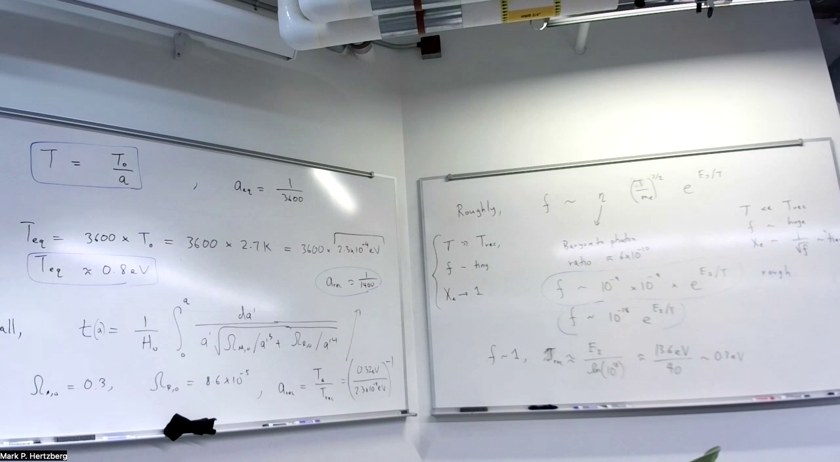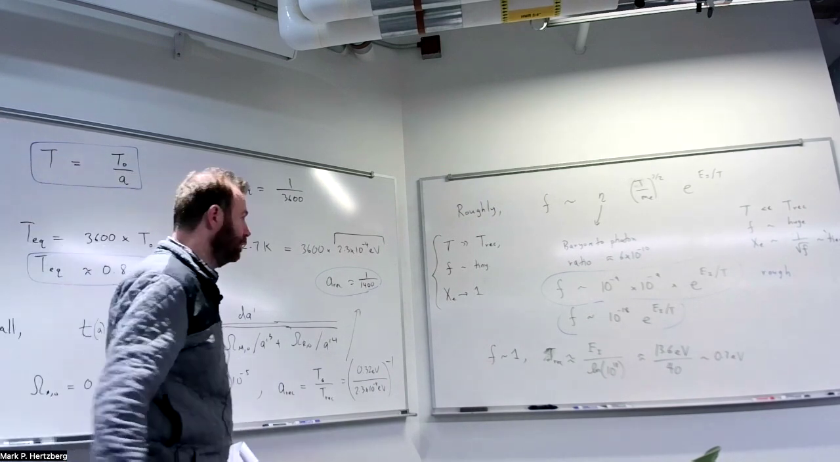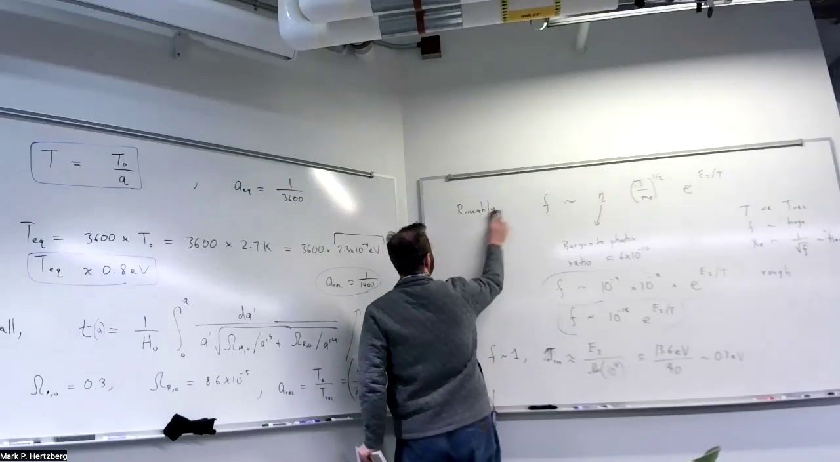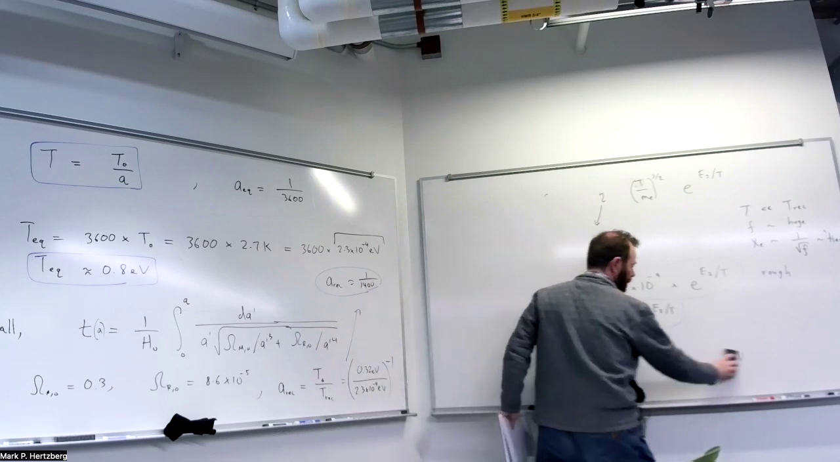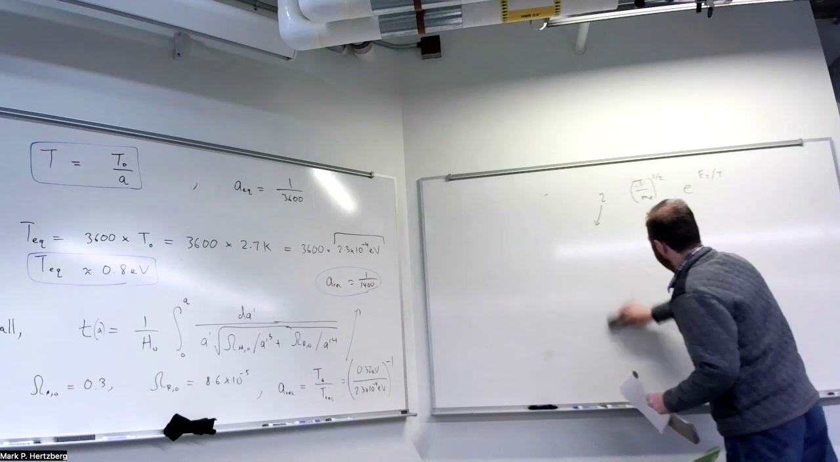All right, so you plug into this thing. Just ask Mathematica to do it. And then you get the time of recombination, and that comes out to 250,000.